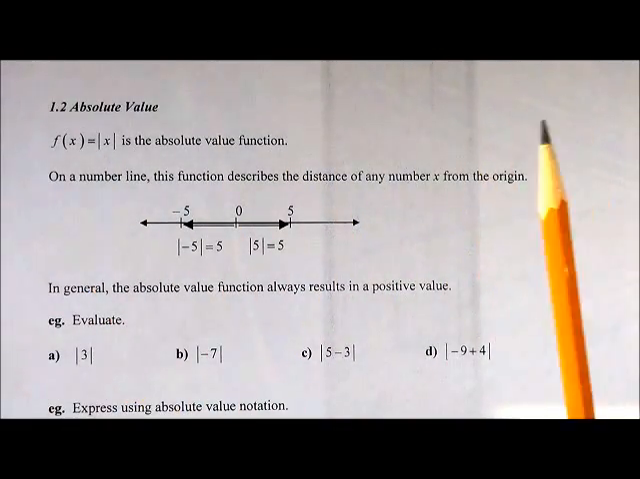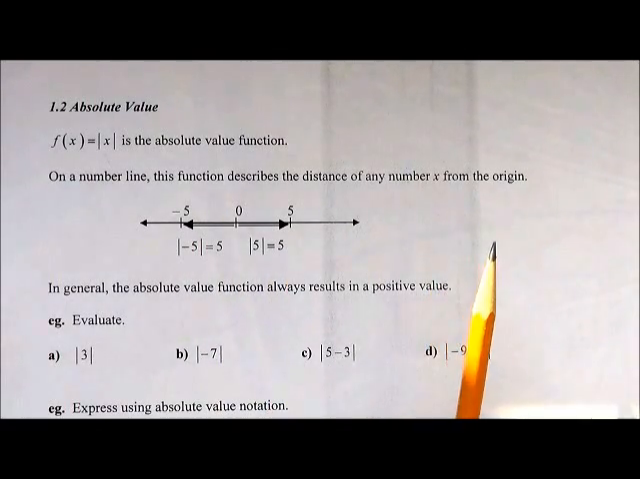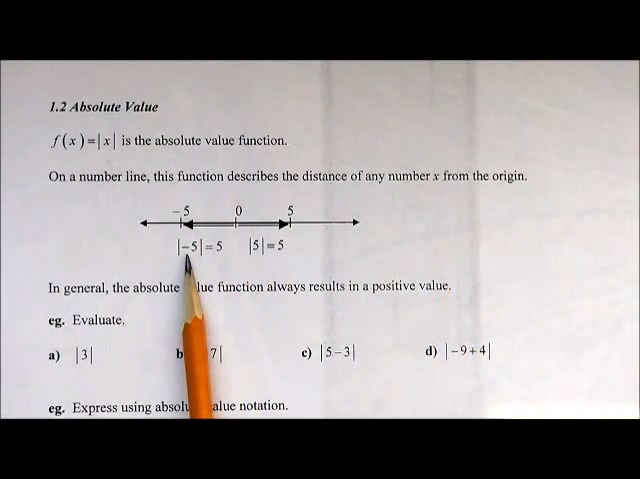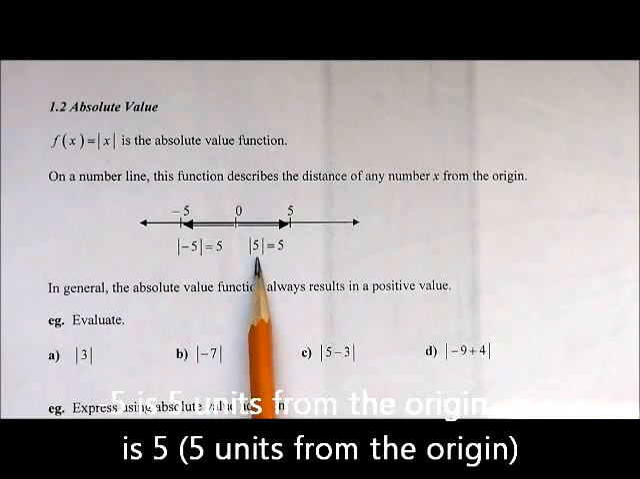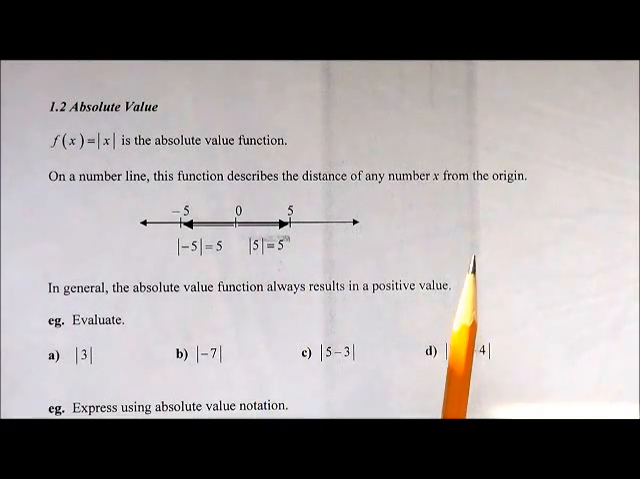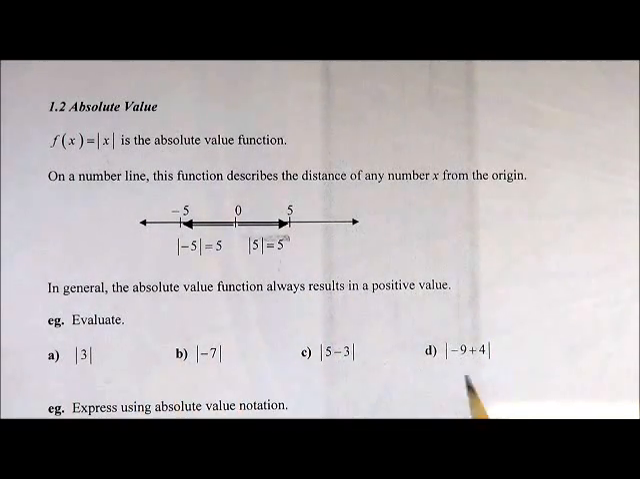On a number line, the absolute value is determining the distance from 0. So the absolute value of -5 is 5 units from the origin. The absolute value of 5 is also 5 units from the origin. That's basically what it's doing, just the distance from the origin. So if we evaluate these, we're just asking how far these values are from the origin.